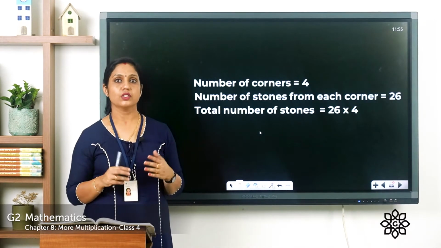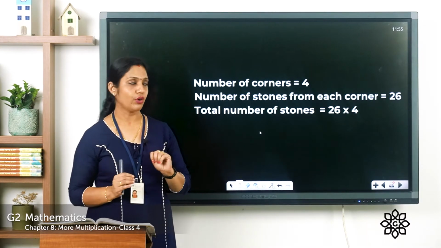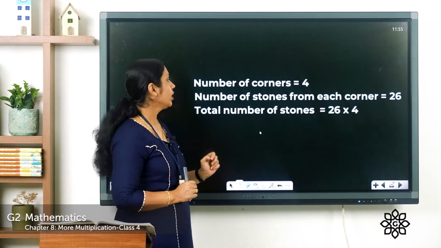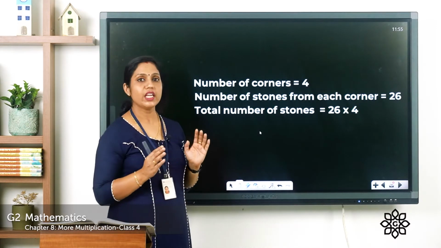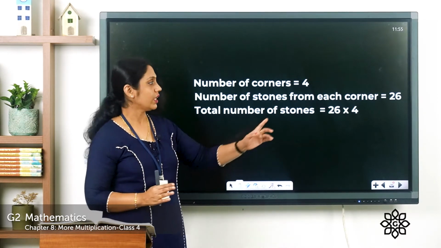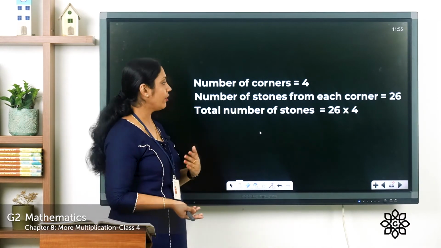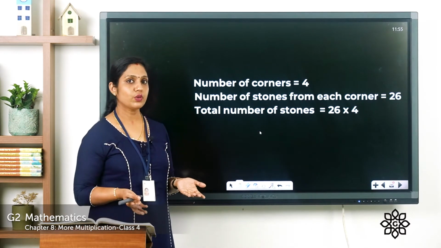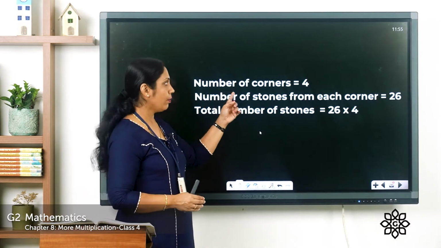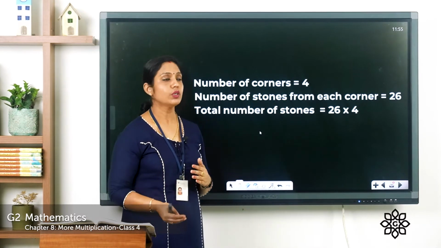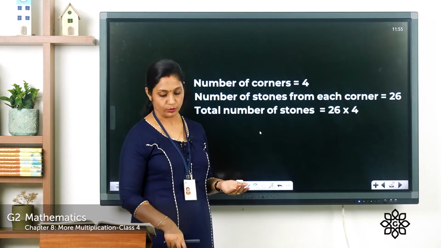Number of corners. So how many corners are there? There are 4 corners. So you can write number of corners is equal to 4. Number of stones from each corner. So in each corner there are 26 stones. So that is 26. Now we have to find out total number of stones. To find out the total number of stones, we have to multiply number of corners into number of stones. So it is 26 into 4.